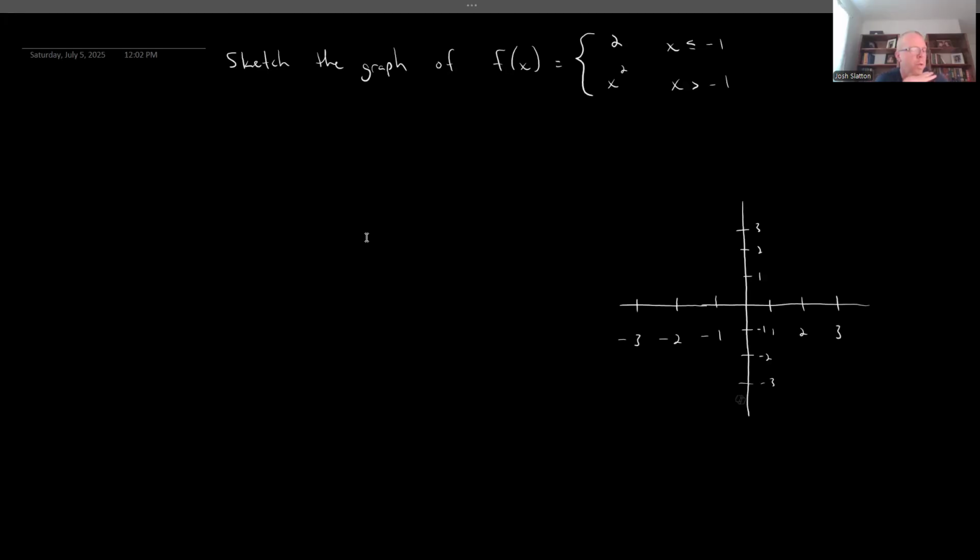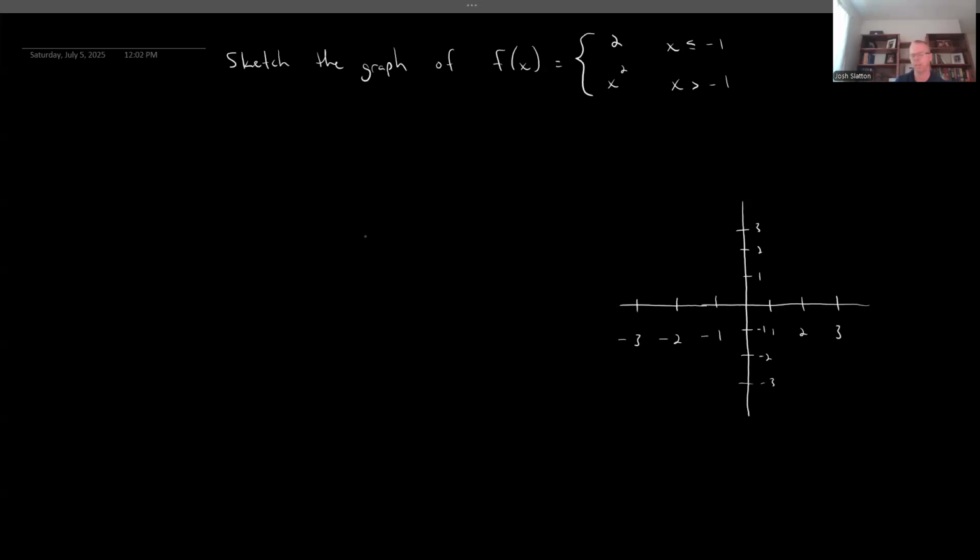All right, so here's our precalculus problem of the day. So this one, we have sketched a graph of a function where it's a piecewise function, f of x equals 2 when x is less than or equal to -1, and then f of x equals x squared when x is greater than -1. So really, this is fairly simple if you know your basic graphs, generally speaking.